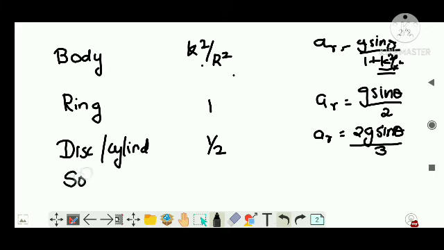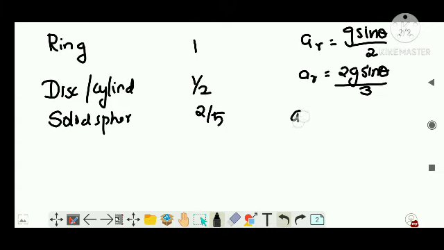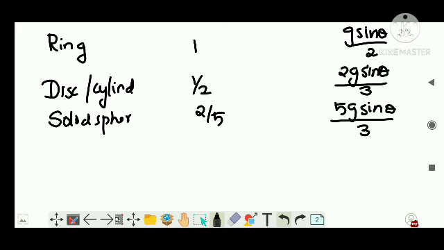Similarly, go for solid sphere. It will be having k squared by r squared as 2 by 5, and AR I can just rub this one because I have already written in the heading as AR. So AR's value will be 5g sine theta by 7, right?